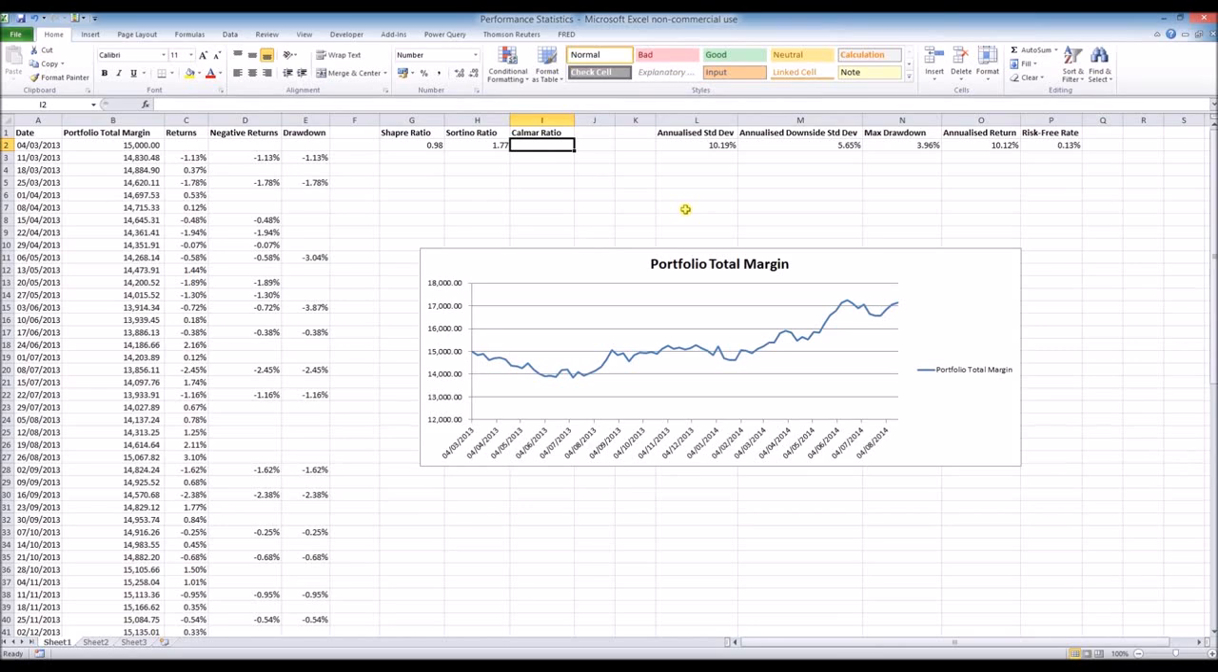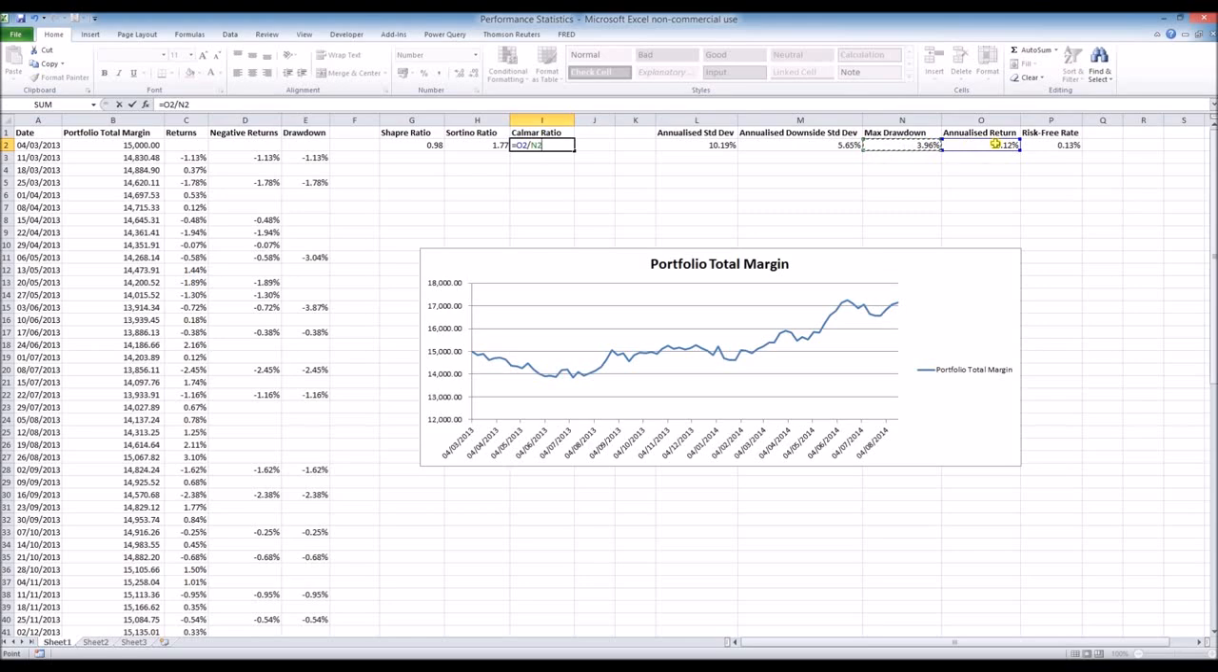Moving on to the Calmar ratio. So this is our only performance statistic that we're looking at that doesn't use annualized standard deviations as the risk measure in the equation. Instead, we're going to use the max drawdown figure. And the Calmar ratio doesn't actually take into account the risk-free rate either, so it's quite simply the annualized return divided by the maximum drawdown figure.